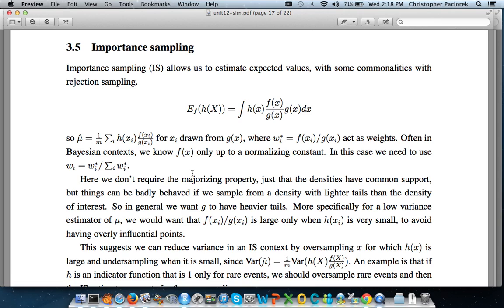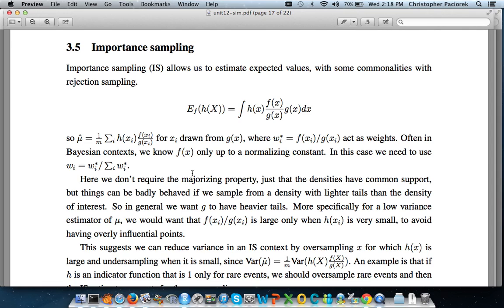If I want to know the expected value of some function of the data, or any expected value of interest, I can write this out as the integral of this function with respect to the density f. That's just the standard definition of an expectation. If I were able to draw from f, then as we've already seen at the beginning of the unit, my Monte Carlo estimator would just be the sum from i equals 1 to m of h of x_i, where these x_i's were drawn IID from the density f of x.